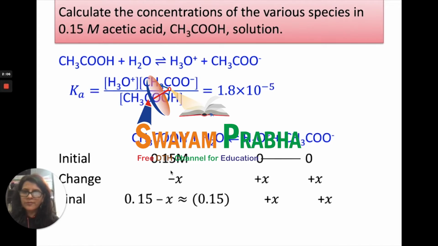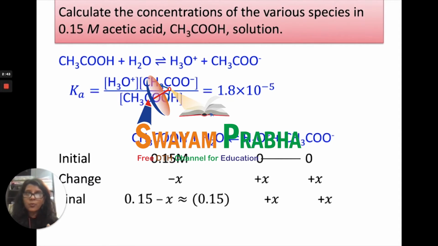Acetic acid is 0.15 molar. Initially, H plus and acetate will be 0. If X amount of acetic acid dissociates, you get X amount of H plus and X amount of acetate ions. So the leftover amount is 0.15 minus X, which is approximately 0.15, and these are X and X. Now, because you have a Ka value which is 10 to the power minus 5, you can approximate it to get the value of 0.15 minus X as 0.15, or you can solve it quadratically.